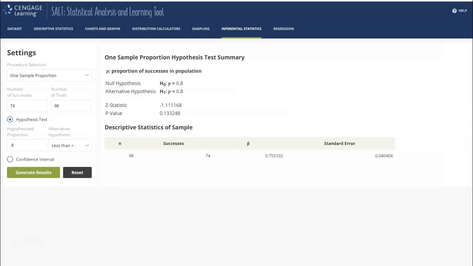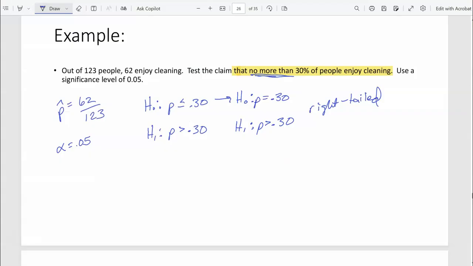So we're going to type in everything we know. We're going to go to StatCrunch. We had 62 successes out of 123 trials. Testing the claim about 30%. And this is actually a greater than problem. So our p-value ends up being 0.00001, super small. P is less than alpha, so we're going to reject.